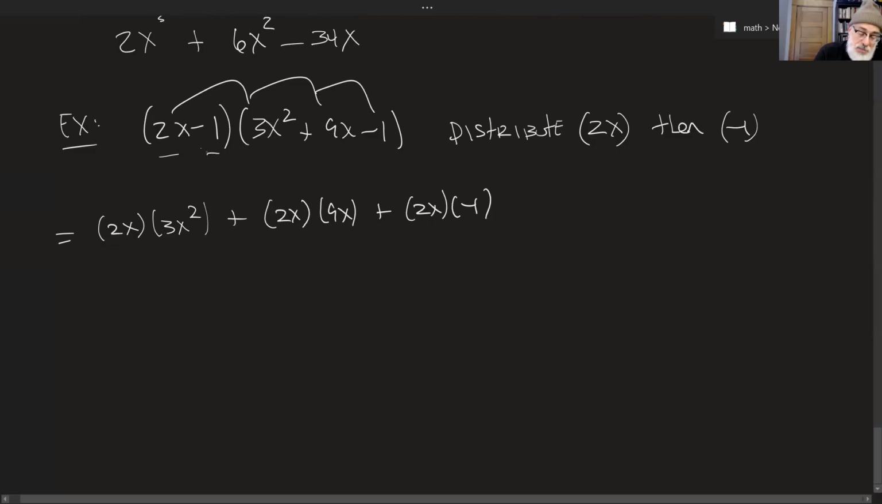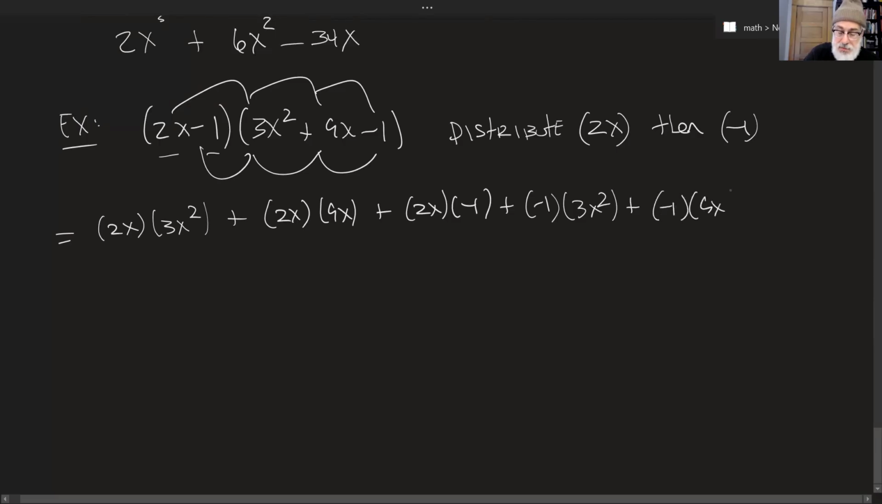Now we're going to do the same thing with -1. We're going to distribute to each term in the polynomial. And I'm just going to have a long chain of addition here. So it becomes -1 times 3x squared plus -1 times 9x. Plus -1 times -1.